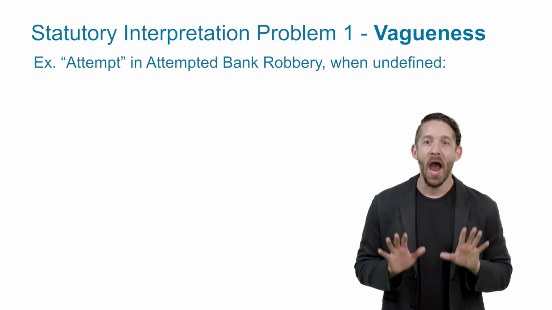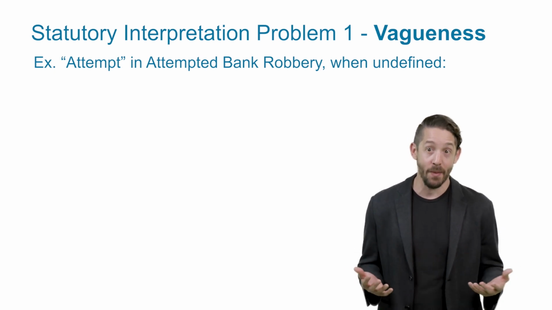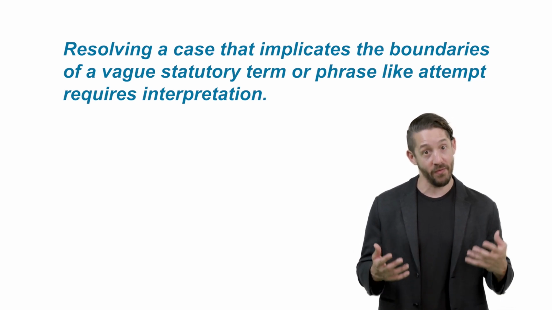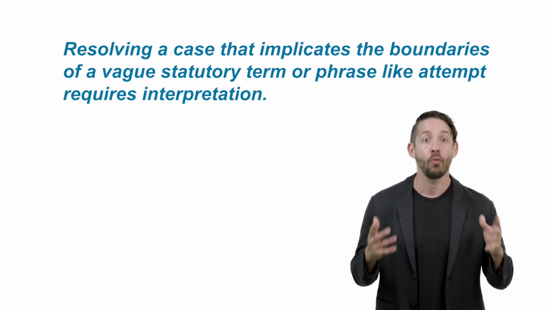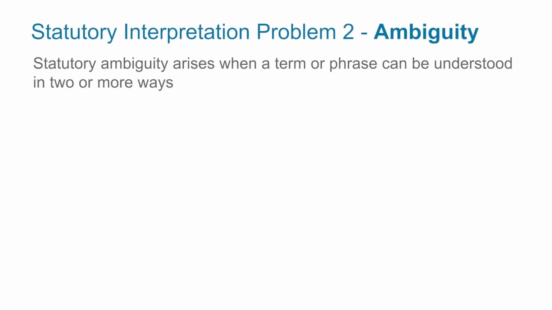For now, I just want you to be able to appreciate that we don't readily know the answer because the term attempt is vague. So resolving a case that implicates the boundaries of a vague statutory term or phrase like attempt requires interpretation. The same is also true of an ambiguous statutory term or phrase, but for different reasons. Statutory ambiguity arises when a term or phrase can be understood in 2 or more ways.